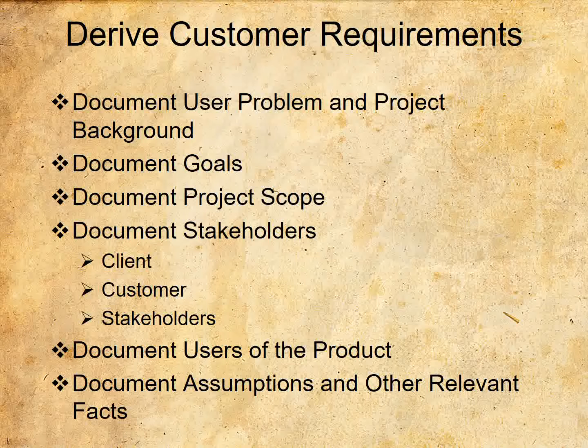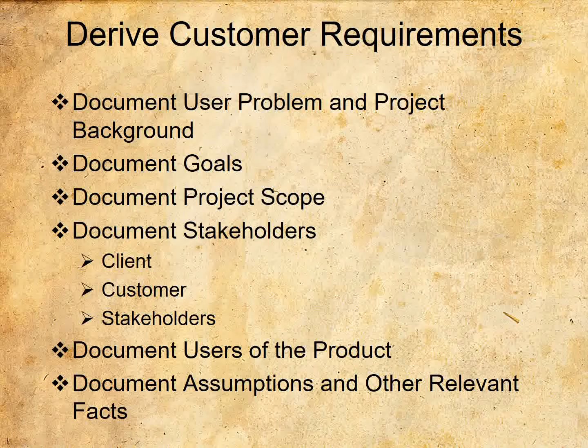Document stakeholders. Review the context diagram and document the following in the customer requirements document: the client, the person or organization who pays for the product development; the customer, the person or organizations who will use the product; and other stakeholders, the people or organizations that have a vested interest in the product.